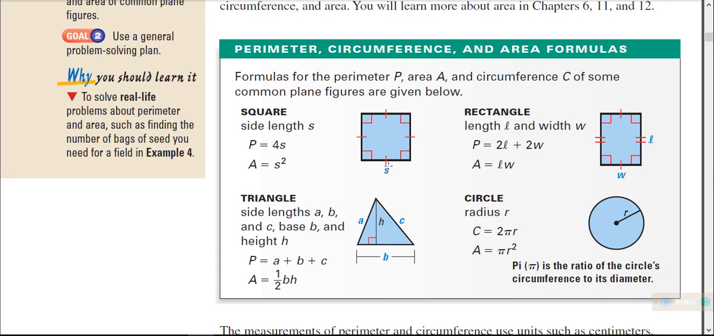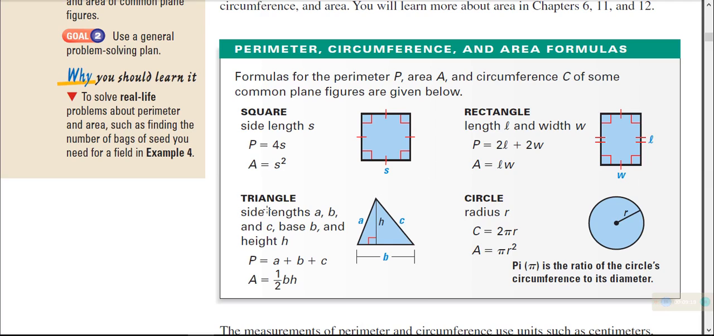So dito meron tayong S. Itong isa, yung length niya is same as the width, so S din yun nandito. Instead of using length times width, you will have S times S, which will give you S squared for square. So remember that all squares are rectangles, but not all rectangles are square. So instead of using length times width, you only use the variable S for side.